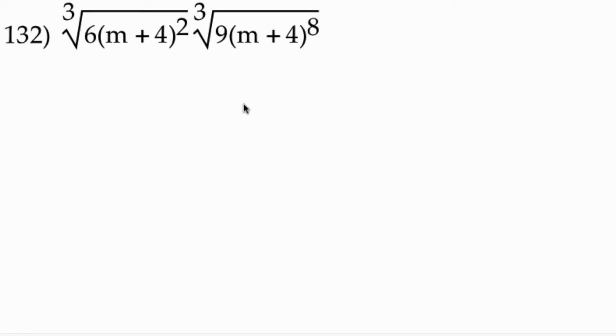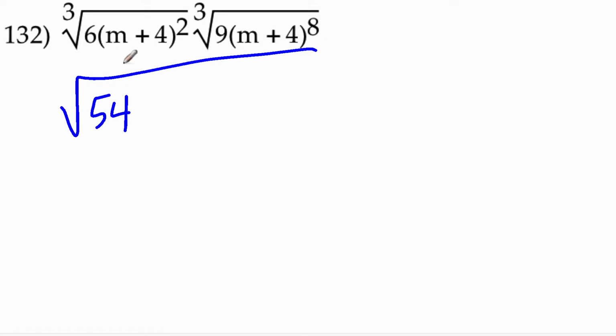Here's a couple questions involving radicals. Here they're both cube roots, and if I'm multiplying these, which there's no operation in between, so it means I'm multiplying, I can put it all under 1. So I'd have 6 times 9, that's 54. And then n plus 4 squared times n plus 4 to the 8th would be n plus 4, multiplying common bases, add their exponents, would be 10.